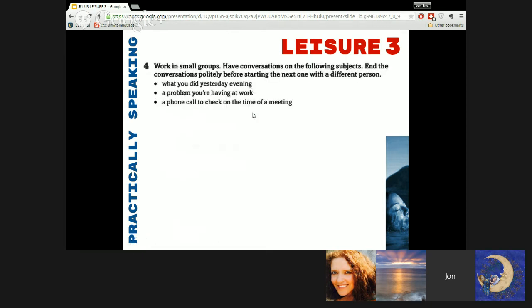Have a conversation on the following subjects. End the conversation politely before starting the next one with a different person. When I say switch, you need to end the conversation and move on to the next person. I'm not going to tell you what to talk about. You have to keep the conversation going and going until I say switch.